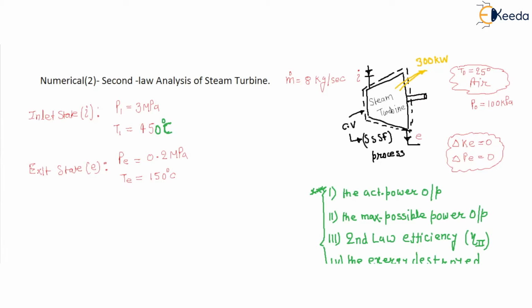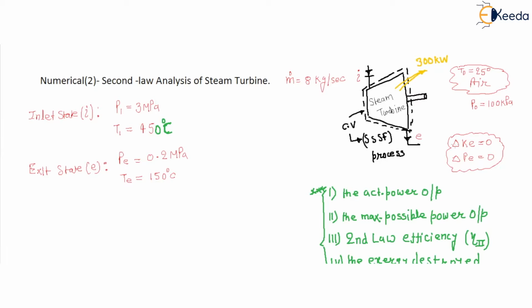Steam is also given at a rate of 8 kg per second, and the exit is given as 0.2 megapascal and 150 degrees centigrade. The steam is losing heat, on a rate basis, to the surrounding air at 25 degrees centigrade and 100 kilopascal. This is the dead state. The heat loss is at a rate of 300 kilowatt. Also, the change in kinetic energy and potential energy is to be neglected.